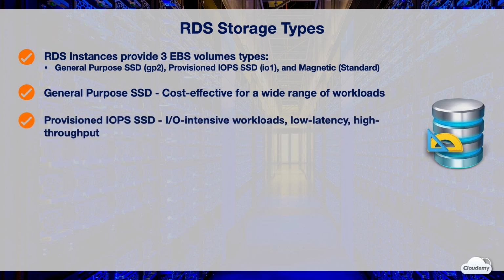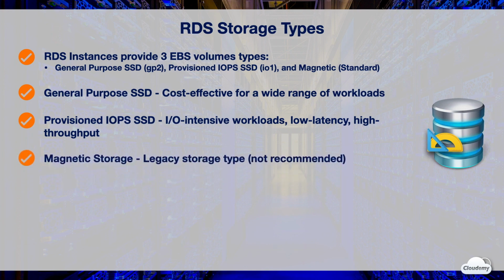Provisioned IOPS storage is designed for I/O-intensive workloads, particularly database workloads that require low latency and consistent throughput. Magnetic storage is a legacy storage type. AWS recommends using General Purpose or Provisioned IOPS SSD for new storage.